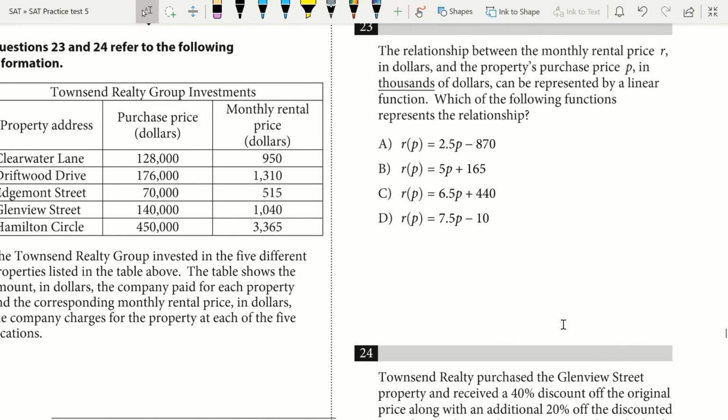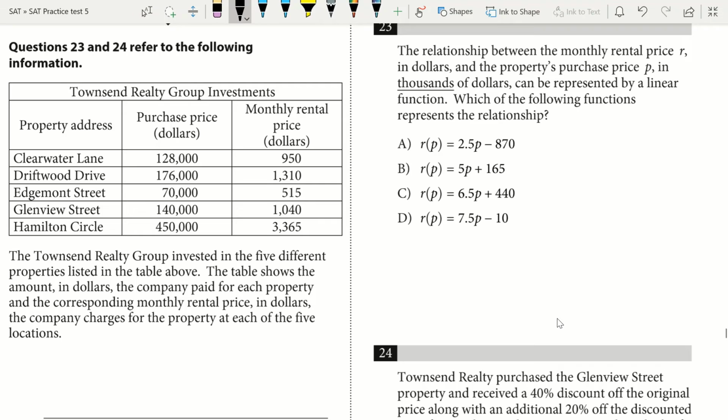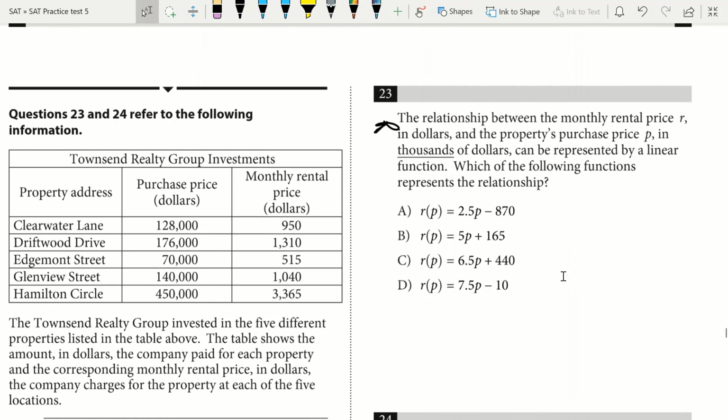All right. The relationship between the monthly rental price R in dollars and the property's purchase price P in thousands of dollars can be represented by a linear function. Which of the following functions represents the relationship? All right, well, I'm told my purchase price is in thousands of dollars, right? But my rental is just in dollars. So I've got to get rid of these thousands here so that I don't mess up my units.